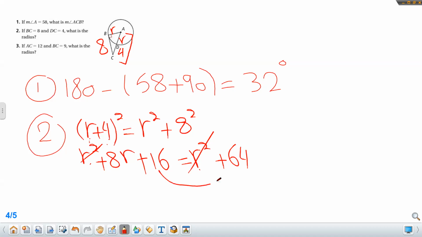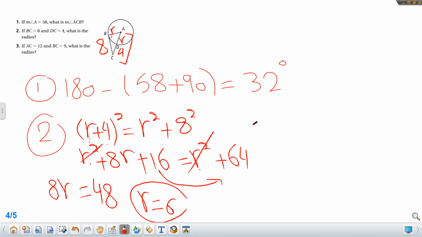Then move 16 to the other side. So 8R equals 64 minus 16. It will be 48. Then divide by 8. So the radius equals 6. This is number 2. Number 3.